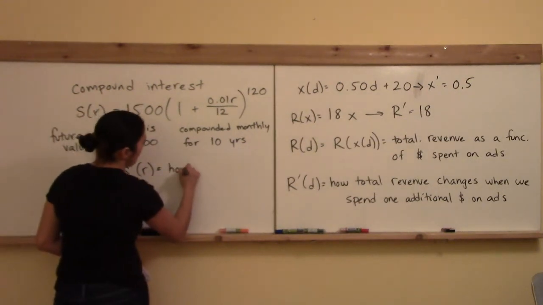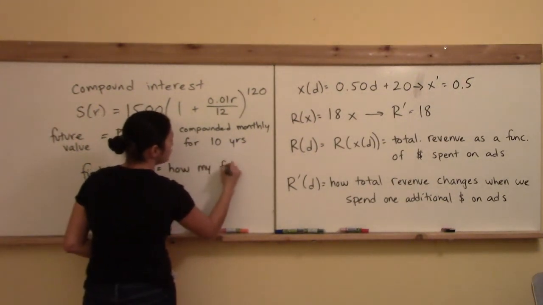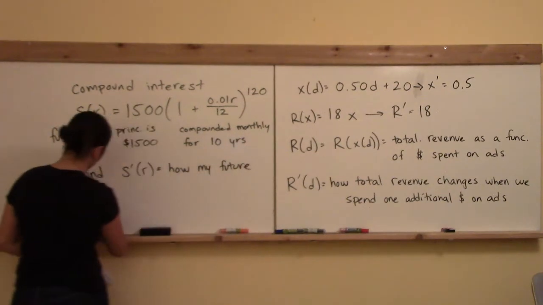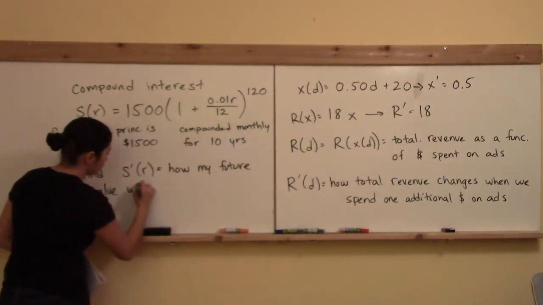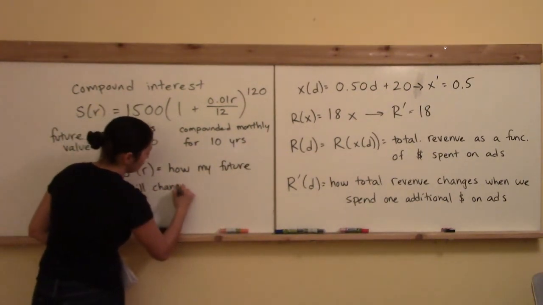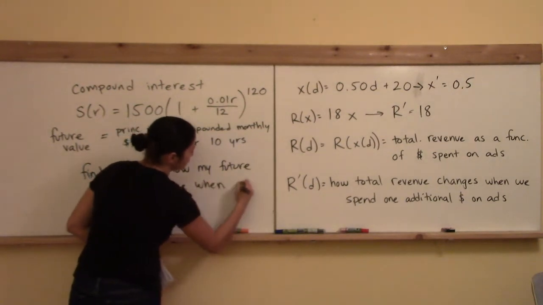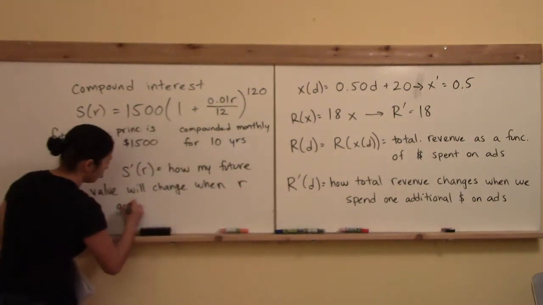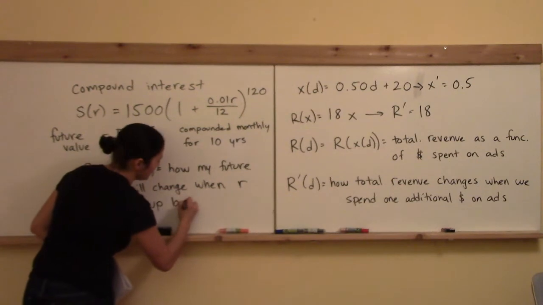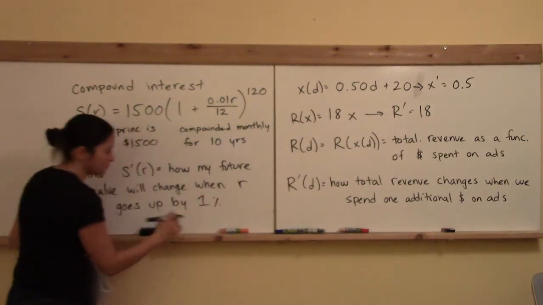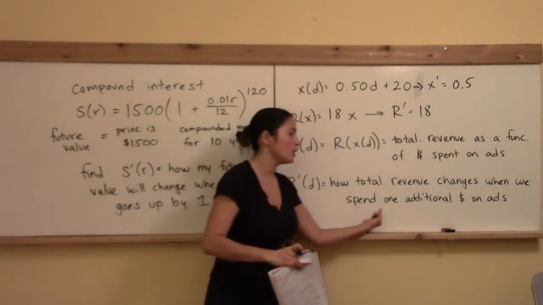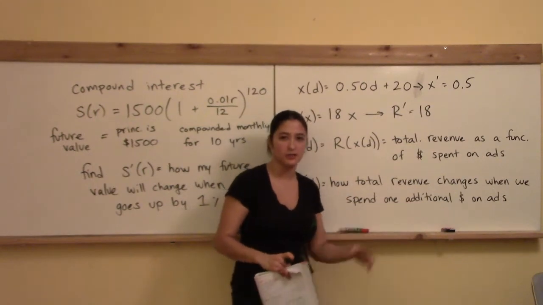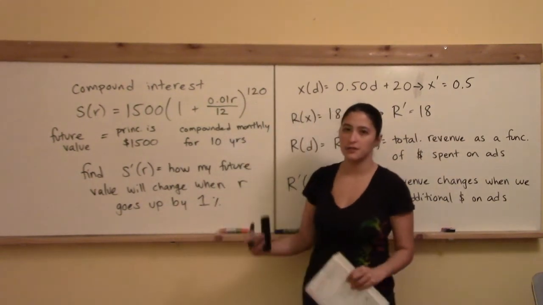So this is how my future value will change when the rate R goes up by 1. In this case by 1%, because R is in percent. Just like spend $1 additional on ads. That's what the derivative does, because it's a rise over run.